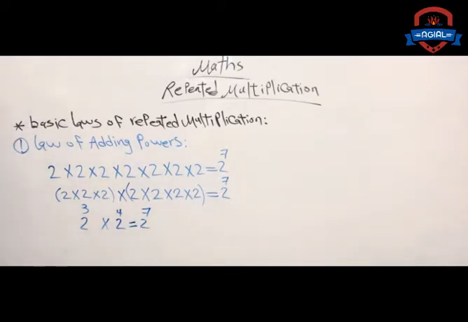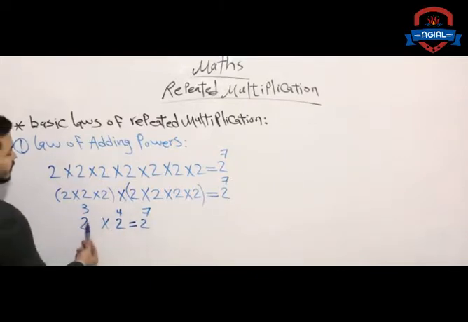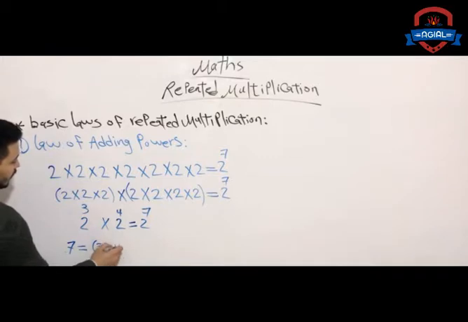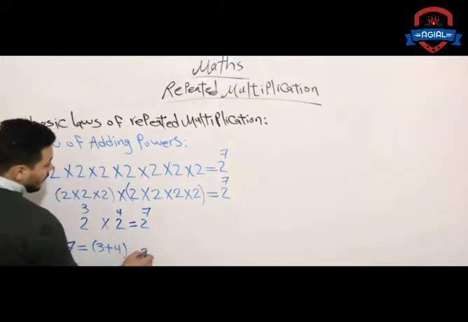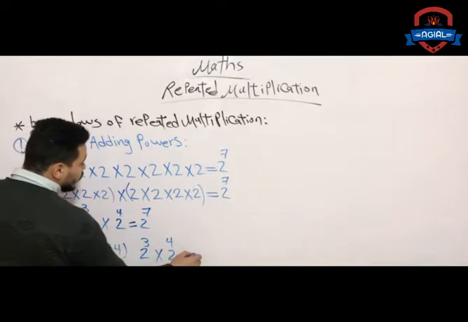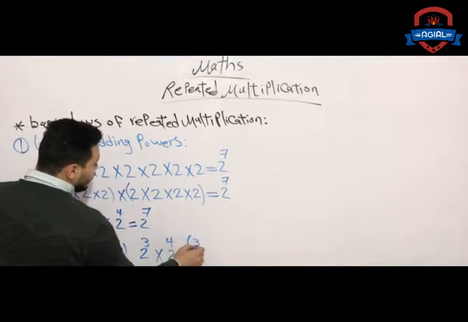So now notice the relation between the powers. We have here 3 and 4 and 7, and the relation between these powers is 7 equals 3 plus 4. So we can say that 2 to the power of 3 times 2 to the power of 4 equals 2 to the power of 3 plus 4.